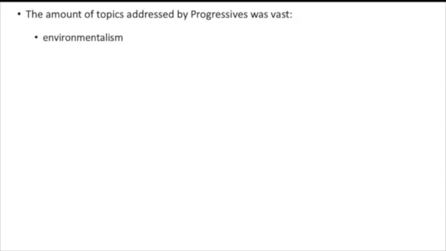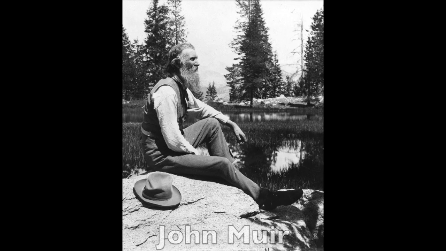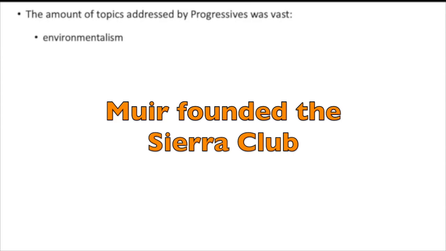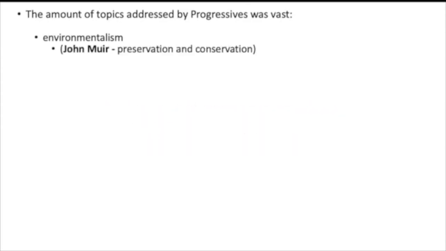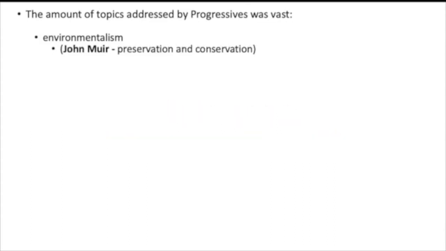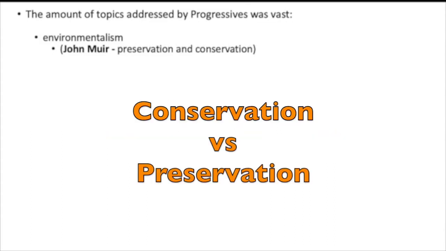and the number of topics that they addressed was very vast. So there was environmentalism. A big proponent of environmentalism was a guy named John Muir, who also started the Sierra Club, which is still around today. So you will see the discussion between preservation and conservation, where preservation was that natural resources of the country should not be touched, whereas in conservation, the United States should use their resources but work to conserve them.